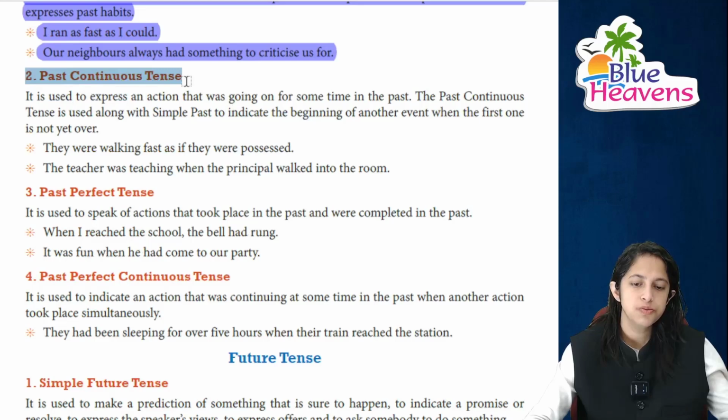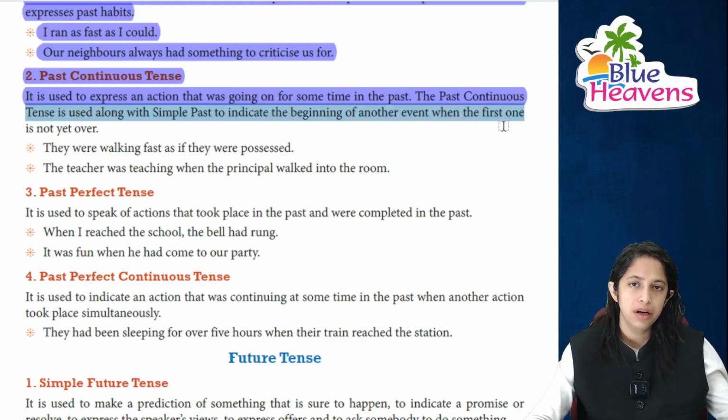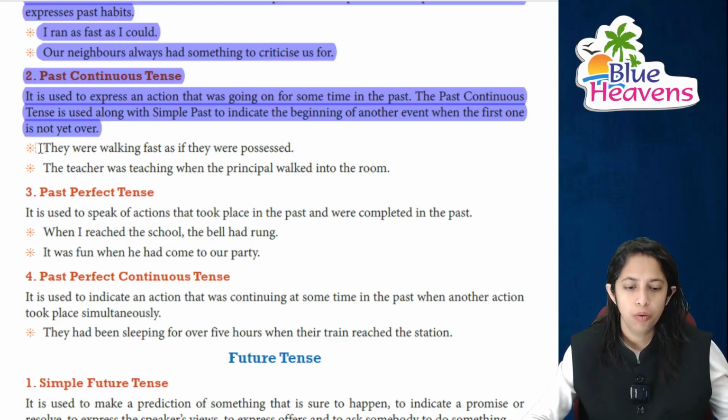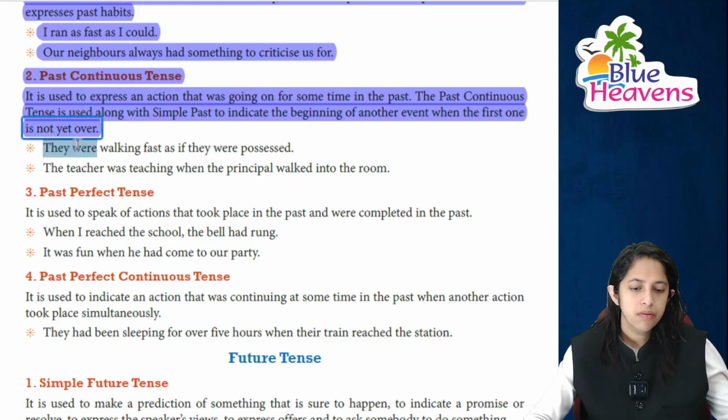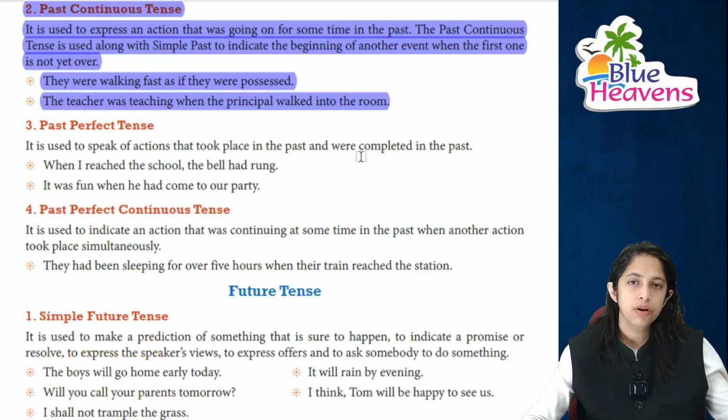Moving on to the next is past continuous tense. It is used to express an action that was going on for some time in the past, में चल रहा था, and past continuous tense is used along with the simple past to indicate the beginning of another event जहाँ पे जो first one है is not yet over, right? They were walking fast as if they were possessed, right? The teacher was teaching when the principal walked into the room.